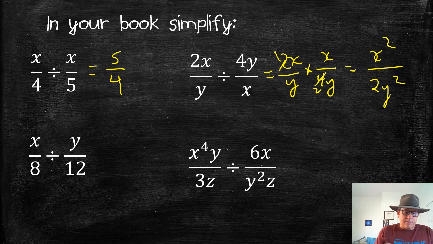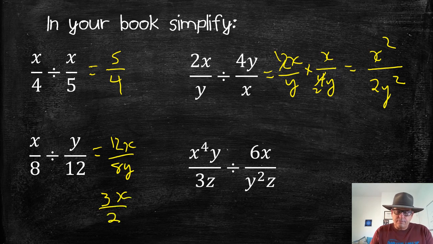The next one, I'm going to end up with 12x over 8y. Again, that can simplify. I should have canceled probably before actually multiplying. Divide top and bottom by 4. I get 3x over 2y.